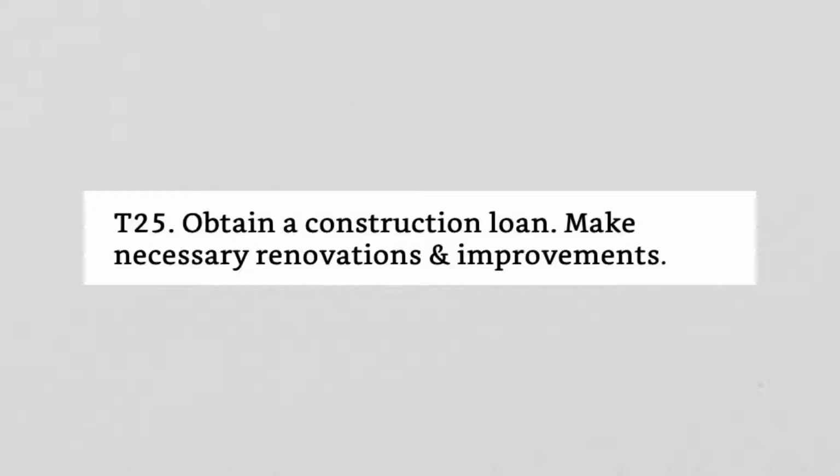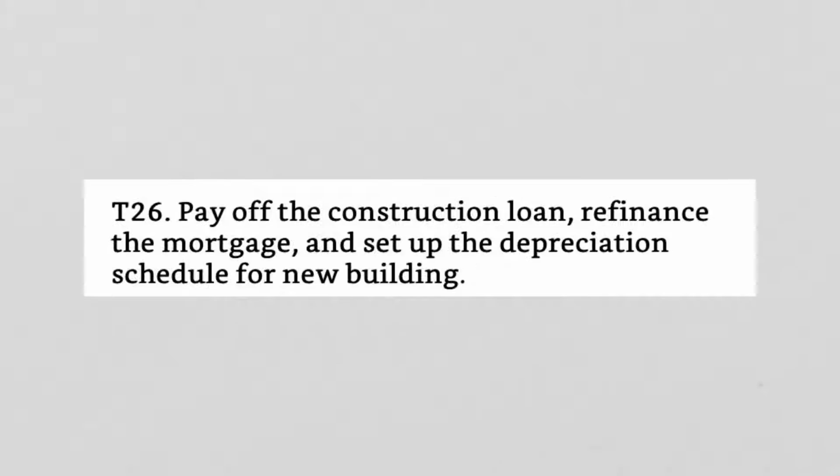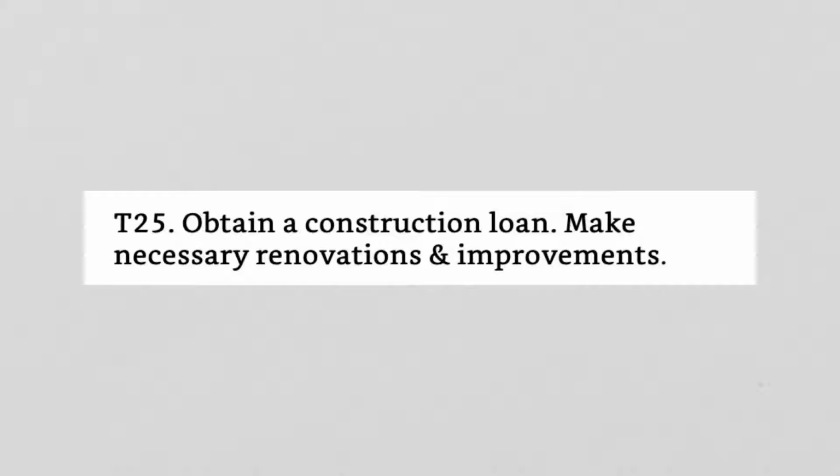Now we get a construction loan, and we're going to make some improvements and renovations, and then we're going to finish it. We're going to refinance and set up the depreciation for the new building, and that's probably it for that. So let's see what these numbers look like. Let's say that the total amount of improvements and renovations is $500,000. So we'll get a construction loan for $150.